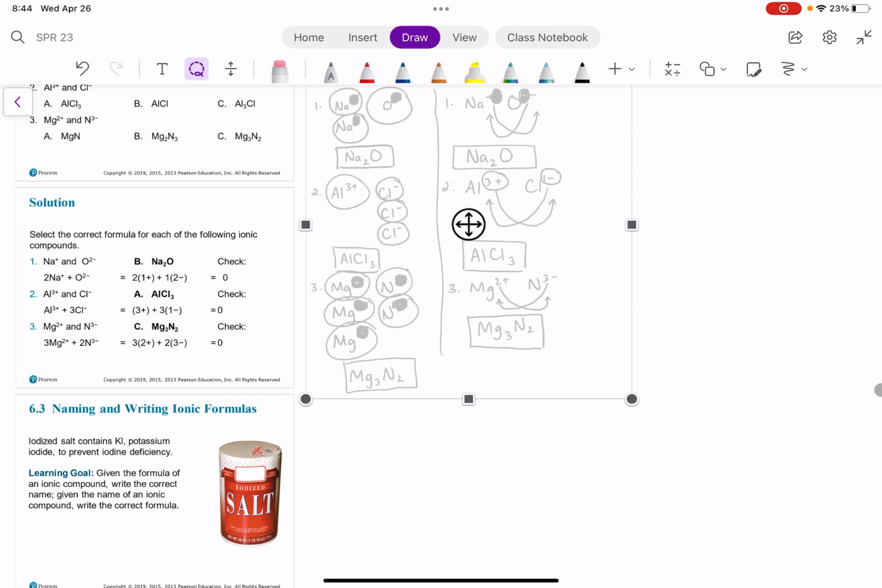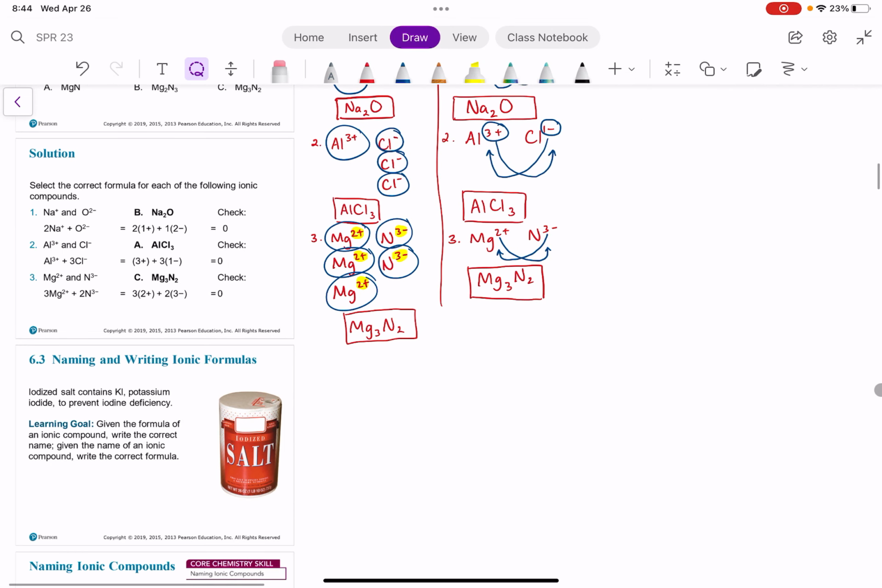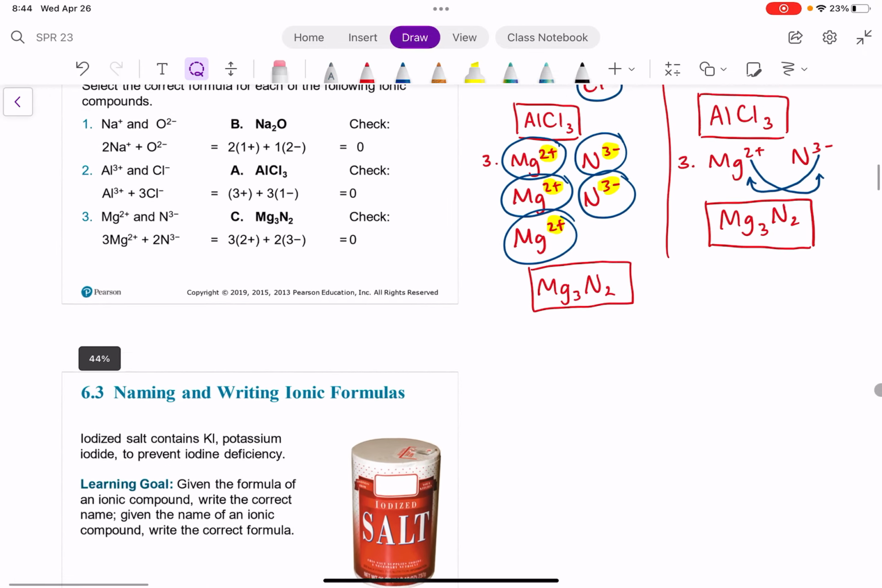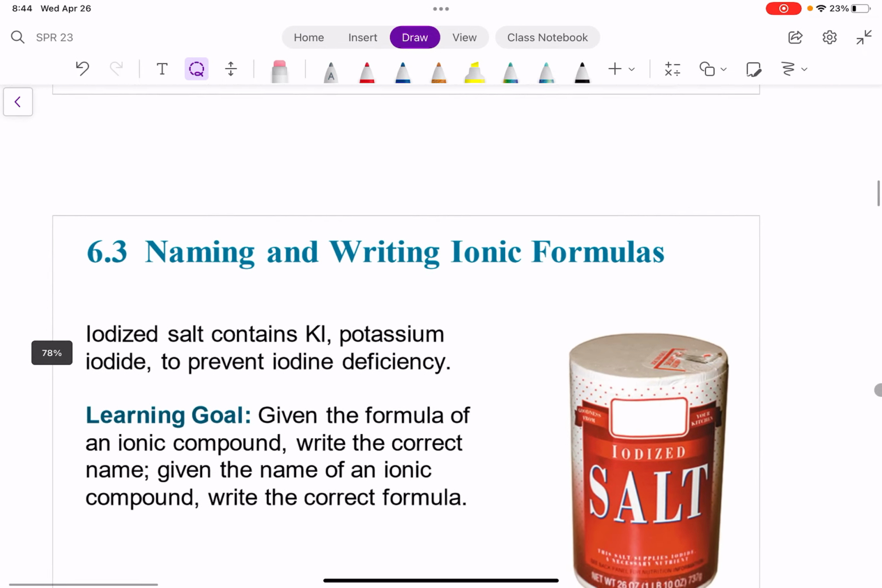I'm going to scoot that all up there because I want just a little bit more space here. Okay, all right. So crisscross method.